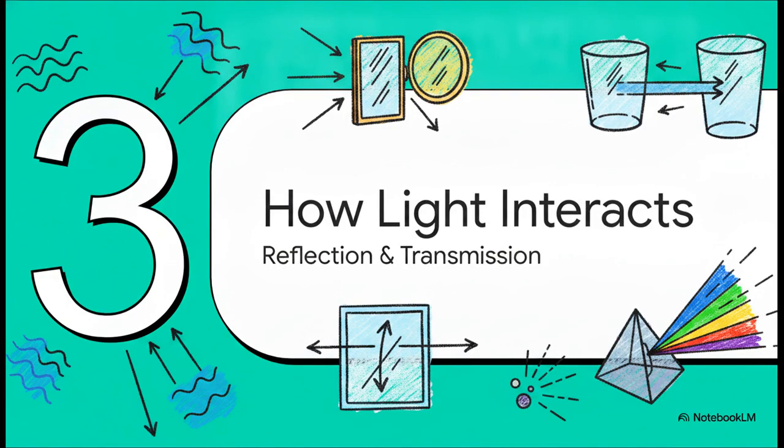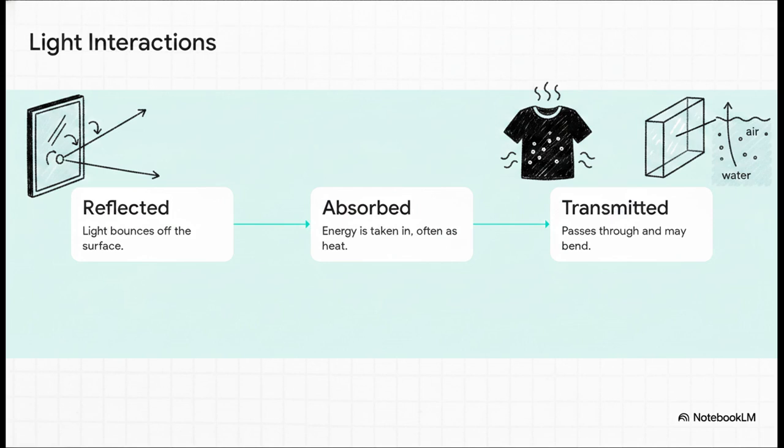Okay, Section 3, How Light Interacts. Let's see what happens when it hits something. When light shines on an object, its path can change in 3 very specific ways. And this depends on the material itself and the frequency, or the color, of the light. Step 1, it can be reflected. This is when it bounces right off a surface, just like a mirror. Step 2, it can be absorbed. That's where the object literally takes in the light's energy, which usually turns into heat. Think about wearing a dark black shirt on a really sunny day. You get hot, right? Or step 3, it can be transmitted. This means it passes right through the material.